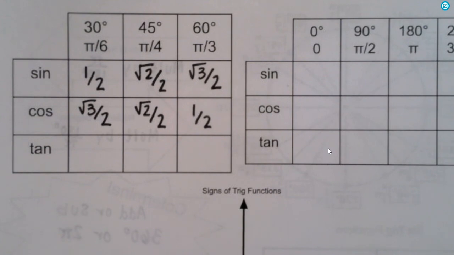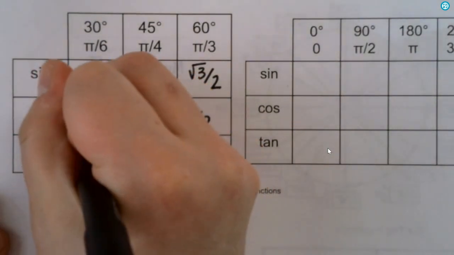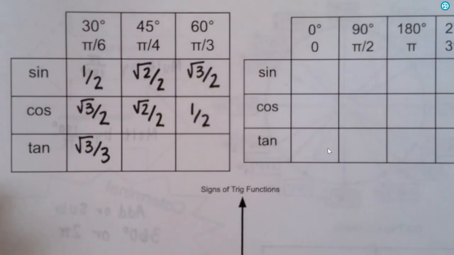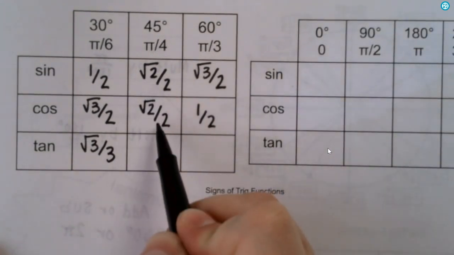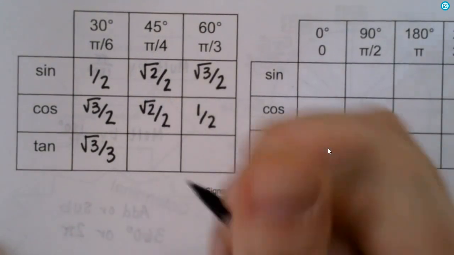What's a co-function? Okay, tangent is just sine over cosine, but if you were to divide these out and then simplify radicals in your head, tangent of 30 degrees is square root of 3 over 3. Tangent of 45 degrees would be square root of 2 over 2 over square root of 2 over 2. Anything divided by itself is 1.